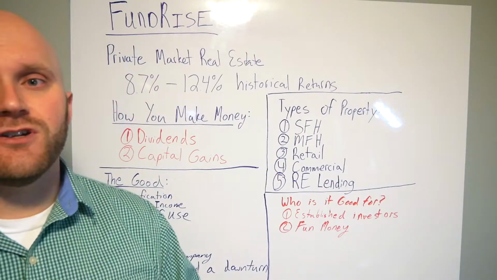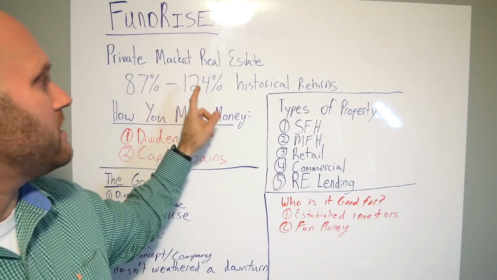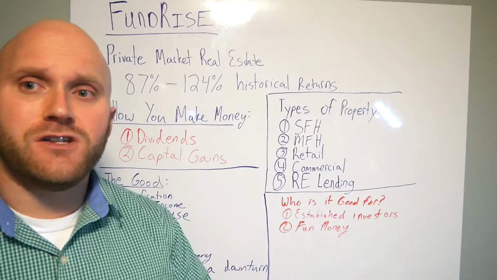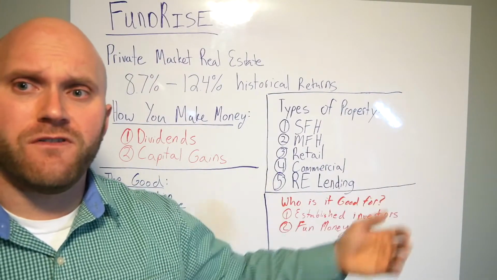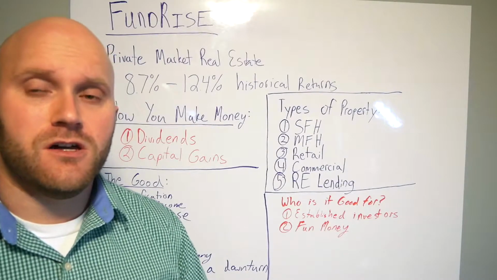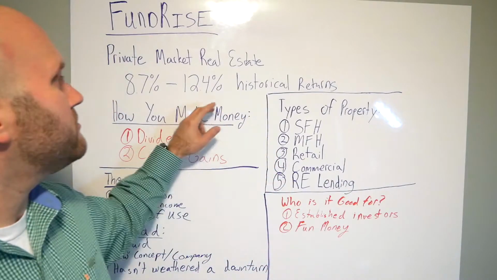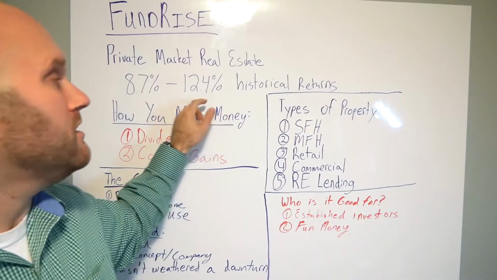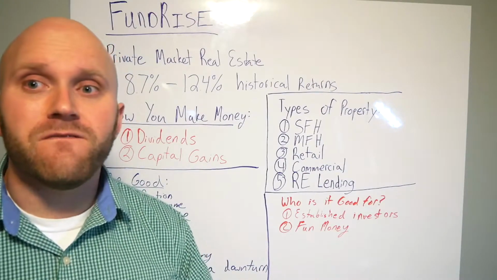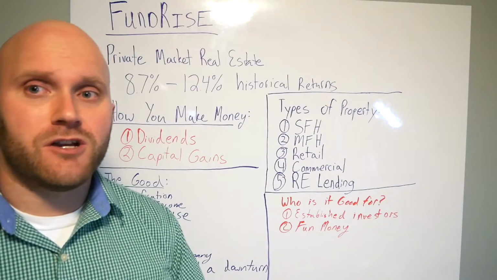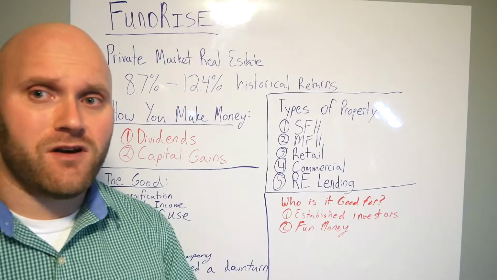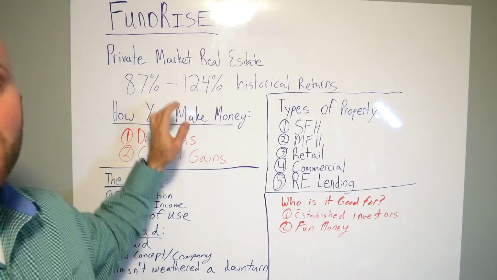The stated returns for Fundrise is between 8.7 and 12.4%. And they have different funds you can invest in. So a growth fund is a little bit more aggressive, similar to a growth mutual fund. A little bit more aggressive, a little bit higher returns. You're going to see it on this end of the scale. On the other side, there's an income Fundrise fund where primarily you're going to receive dividends, and that's going to be on the lower side of the scale. They also have a balanced account that falls in the middle.